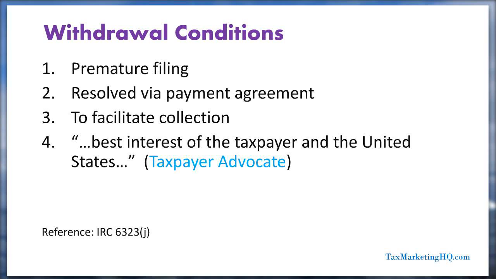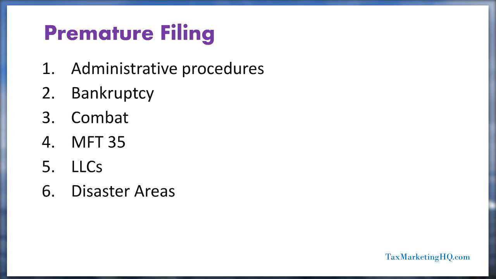And if you want a reference for this, it's Internal Revenue Code section 6323(j). So let's talk about premature filing, also sometimes referred to by the service as inadvertent filing. Sometimes the centralized lien unit or a service center will file a lien by accident, even in a condition where they normally would not have done so.